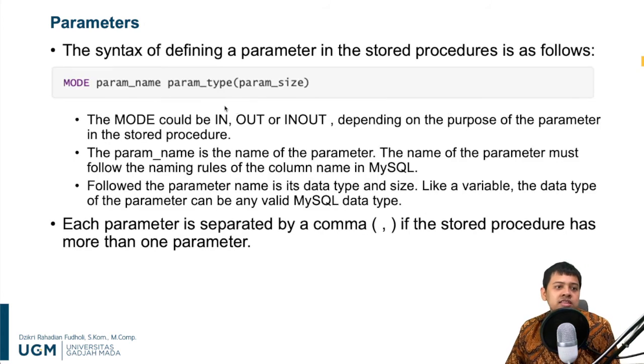How to do this is: the mode, just like here, then the parameter name, parameter type, and then parameter size. The mode could be IN, OUT, or INOUT. The default is IN, depending on the purpose of the parameter in the stored procedure. The parameter name is the name of the parameter, and it must follow the naming rules of a column name in MySQL. Following the parameter name is its data type and size, like a variable. The data type of the parameter can be any valid MySQL data type. Each parameter is separated by a comma if the stored procedure has more than one parameter.